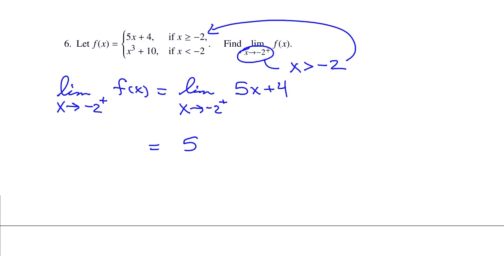So it'll be 5 times -2 plus 4, which is equal to -6. Notice that you do not use the second piece of the piecewise function at all. It's because you're taking the limit from the right. So the bottom piece of the function doesn't play any part in this problem.